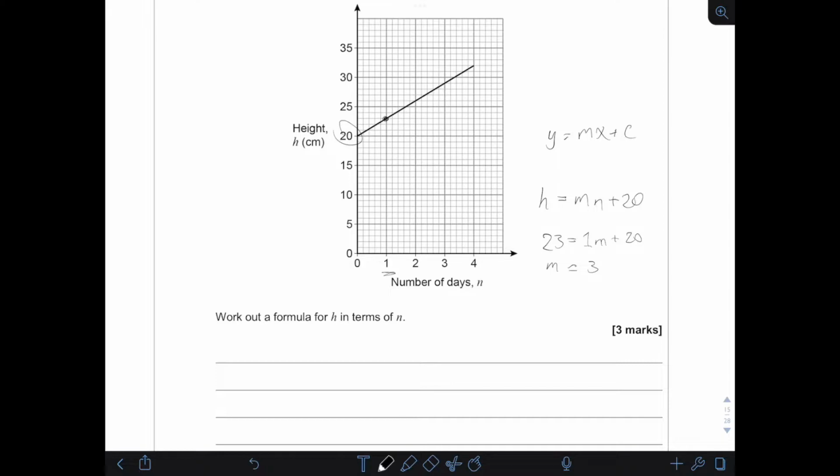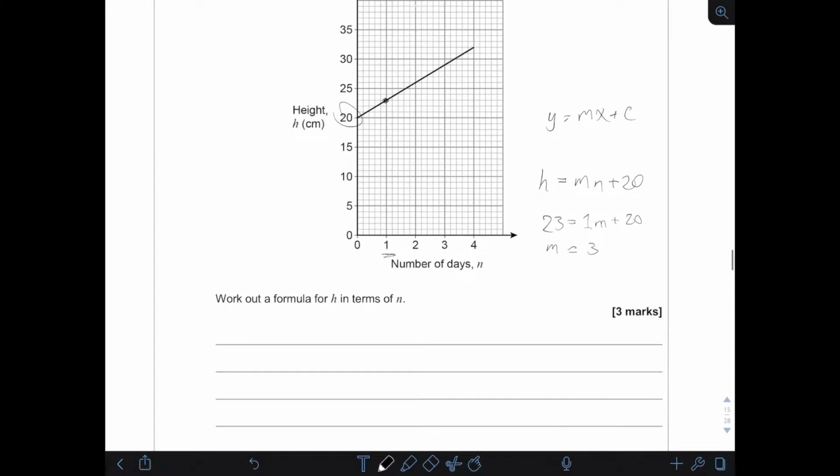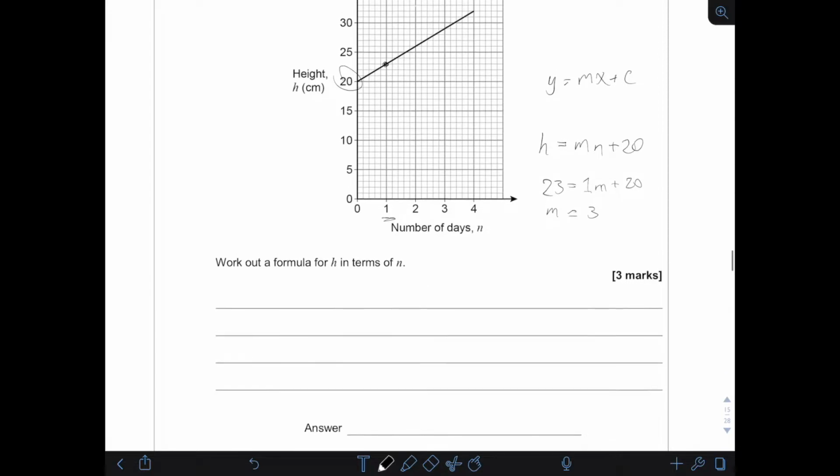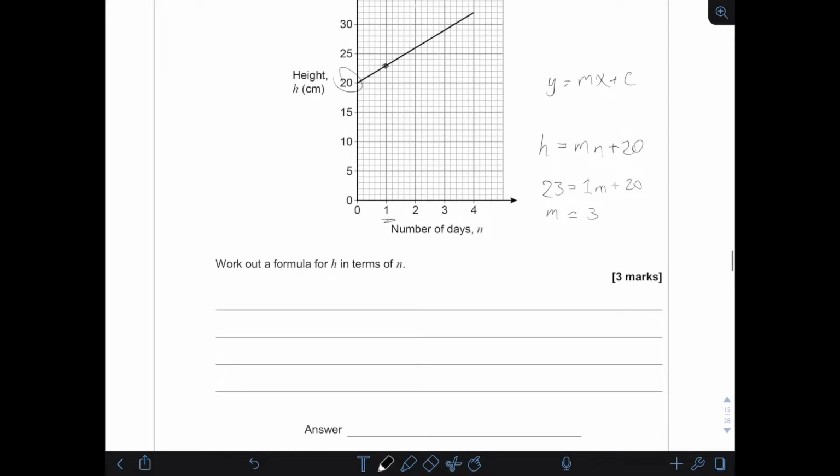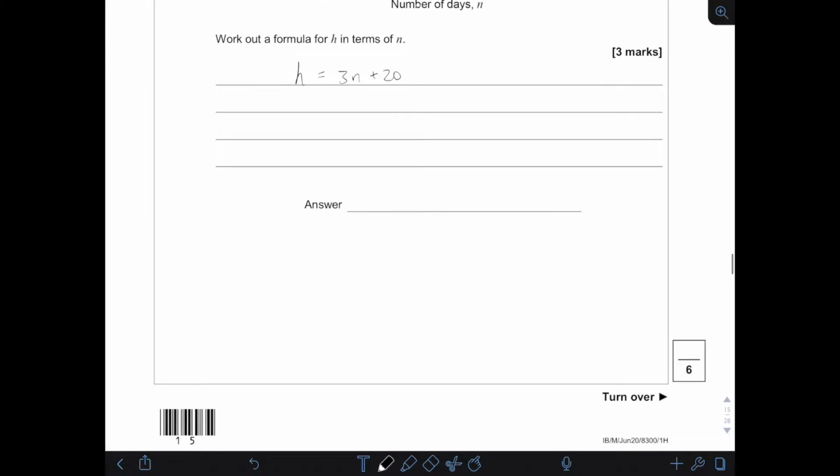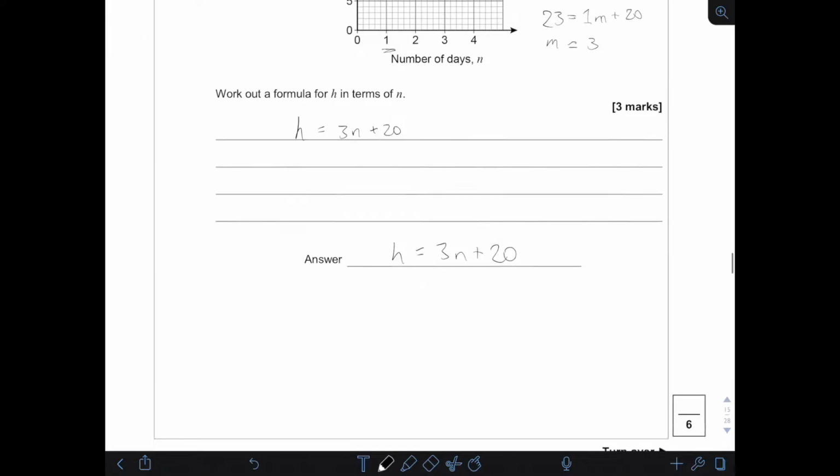So write the formula of h in terms of n, so you just need to reconstruct the equation, which here is h equals to 3n plus 20, and that's the equation. Of course, write it in the actual place rather than anywhere else on the page.